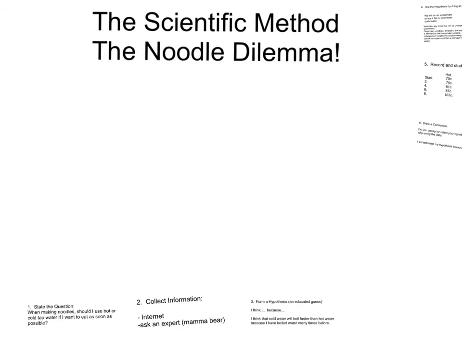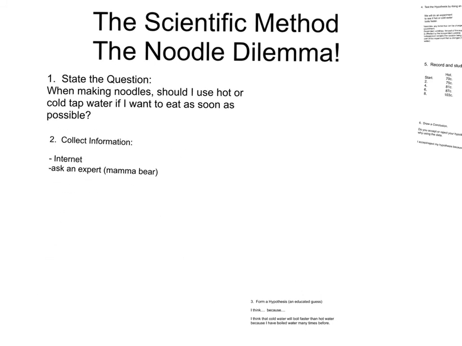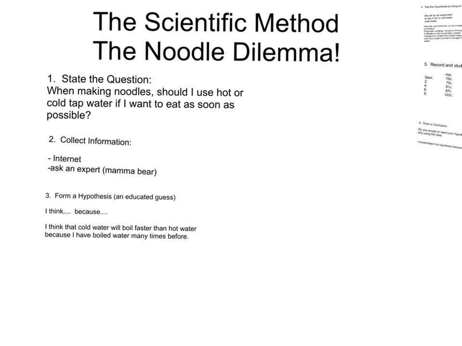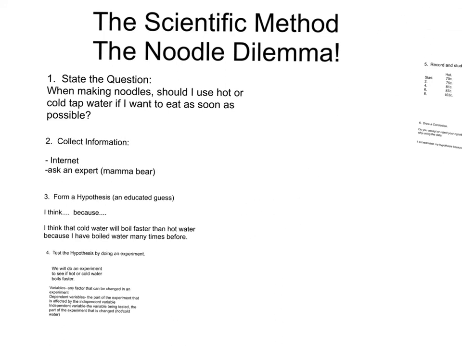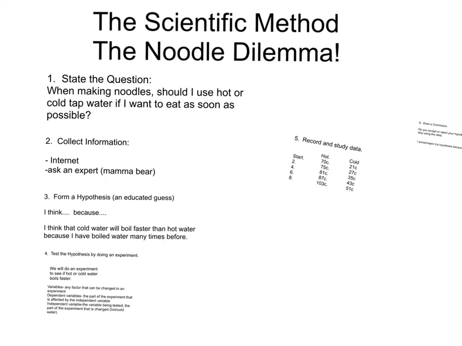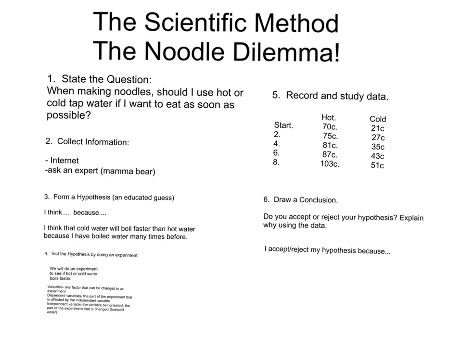So what do you need to know? Well, know in general the steps of the scientific method, so that when we start learning about chemistry, whenever we do an experiment, we'll be referring to the scientific method, coming up with our own hypotheses, and then doing experiments. So, state the question, collect information, form a hypothesis, test the hypothesis, record and study the data, and last, draw a conclusion.